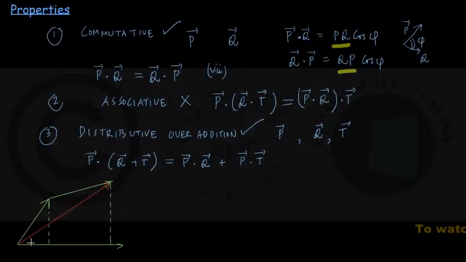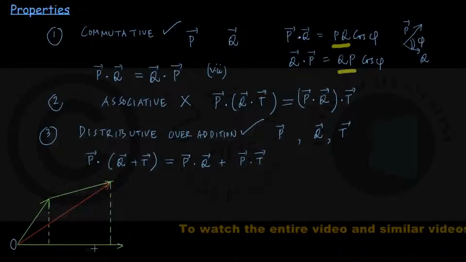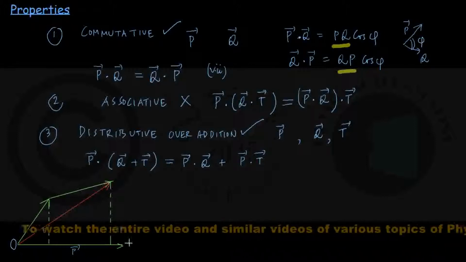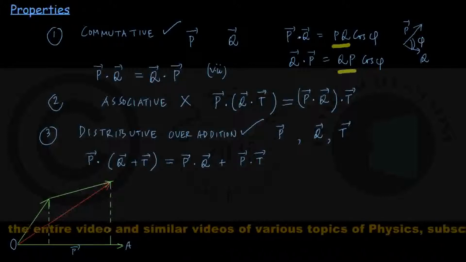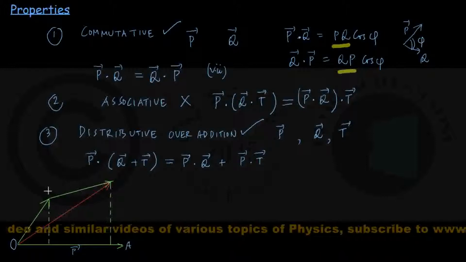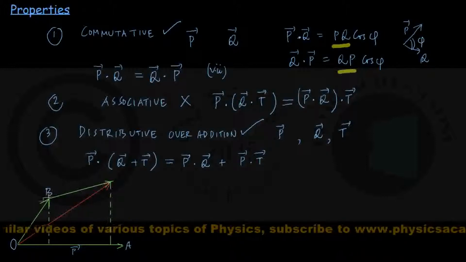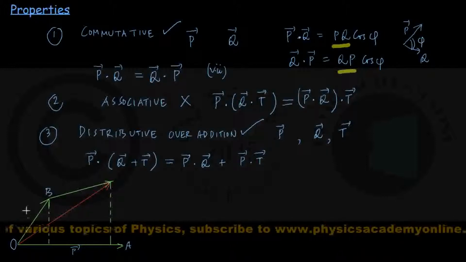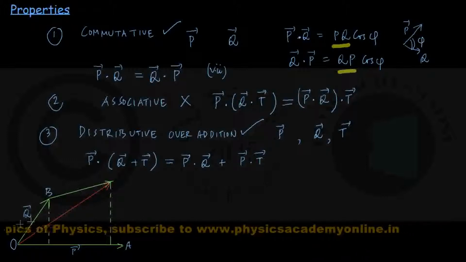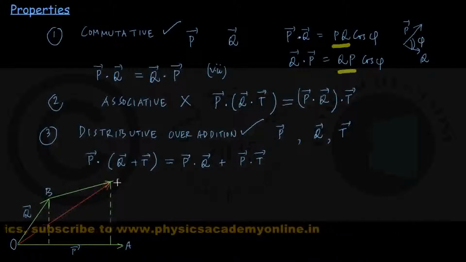I name the vectors now. This was the point O, common tail of p and q. Let me call this vector p, that I would call OA. The arrow OA represents vector p. And similarly, this arrow OB represents vector q, and BC represents my vector t.